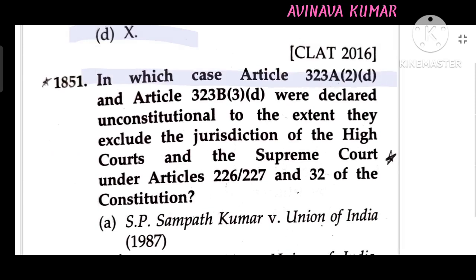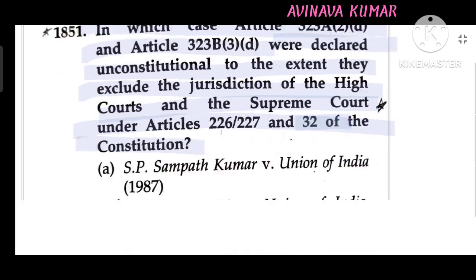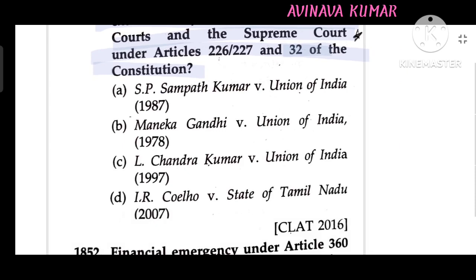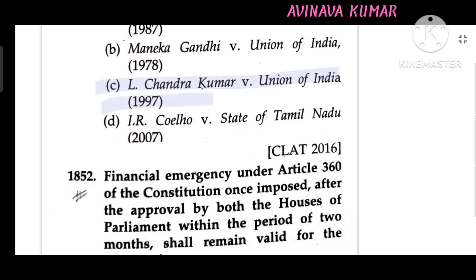In which case were Article 323A(2)(d) and Article 323B(3)(d) declared unconstitutional to the extent they exclude the jurisdiction of the High Court and the Supreme Court under Article 226 and 32 of the Constitution of India? Answer: L. Chandra Kumar versus Union of India, 1997.